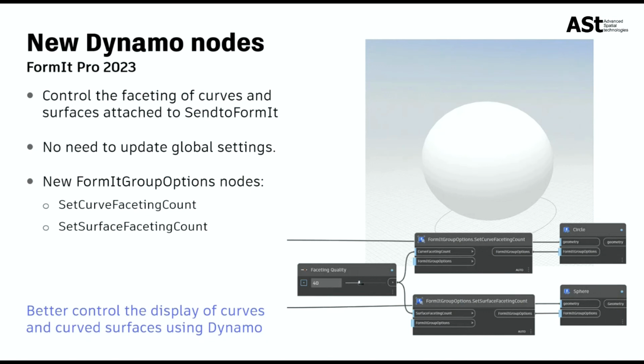So this is really useful if your Dynamo graph needs to generate curved objects using specific faceting values, alleviating the need to change the global setting for each Dynamo graph run in its current session.